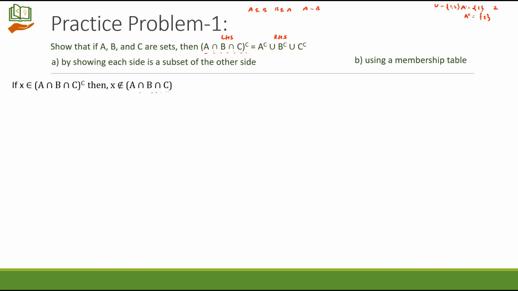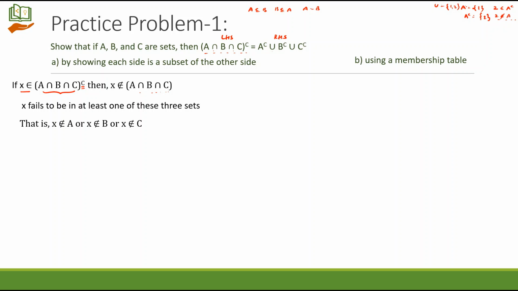Similarly, when I say 2 belongs to A complement, it means 2 does not belong to A. This is the meaning. In the same way, when they say X belongs to the complement part, then X does not belong to this inside part, A intersection B intersection C. X fails to be in at least one of these three sets. Because of that, we are not able to pick X as the intersecting element. When they say X does not belong to the intersecting part, it means not all three sets have that X. That is, X does not belong to A, or X does not belong to B, or X does not belong to C.